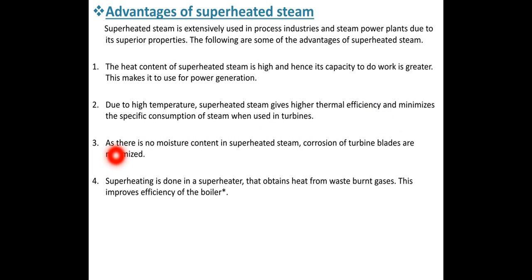As there is no moisture content in the superheated steam, when it falls on the blades of the turbine there will be no damage or corrosion on the turbine blades. Superheating is done in a superheater. We discussed in the boiler, there is a U tube chamber, a separate superheater chamber, in which superheated steam is produced, and that obtains heat from waste burnt gases. This improves the efficiency of the boiler. So it is very important.